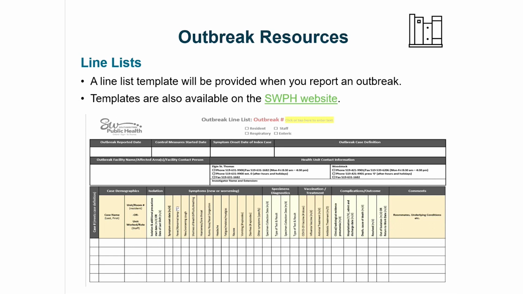And I will take us on a quick tour of the website. The one thing that I should point out with this updated outbreak line list template is that it can be used for respiratory or enteric outbreaks and for staff or residents. If you're completing a line list for staff and residents, we ask that you do them separately. We have two versions available on our website: one that you can print and fill out, or one that you can fill out electronically.